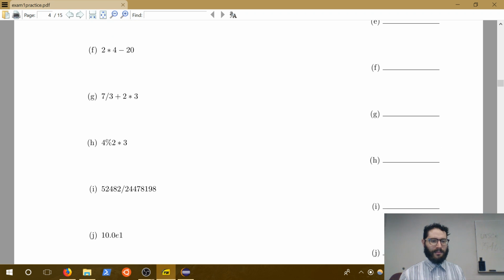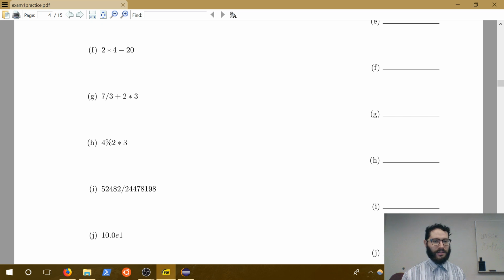Then here we get into the more interesting ones, okay? 7 divided by 3 plus 2 times 3. All right, so 7 divided by 3, remember with integer division, you have to throw out the remainders. So 3 goes into 7 twice, right? Just go back to 4th grade to remember this stuff. So 7 divided by 3 is 2. Plus 2 times 3 is 6, so 2 plus 6 is 8.